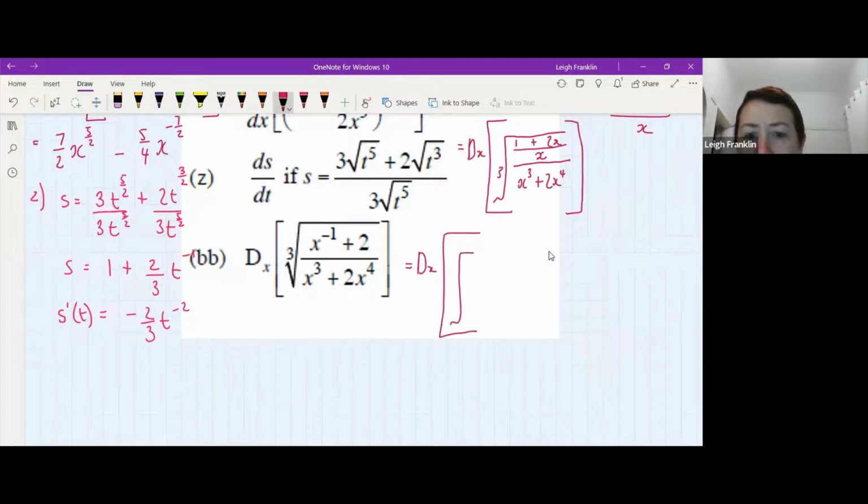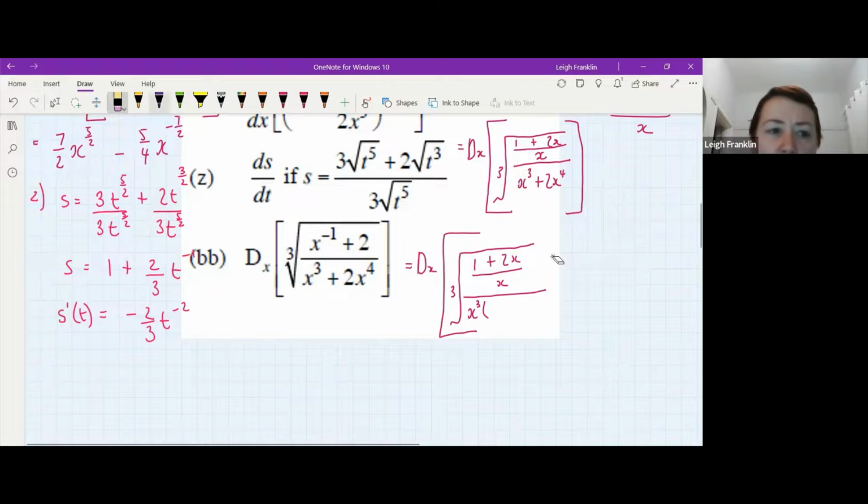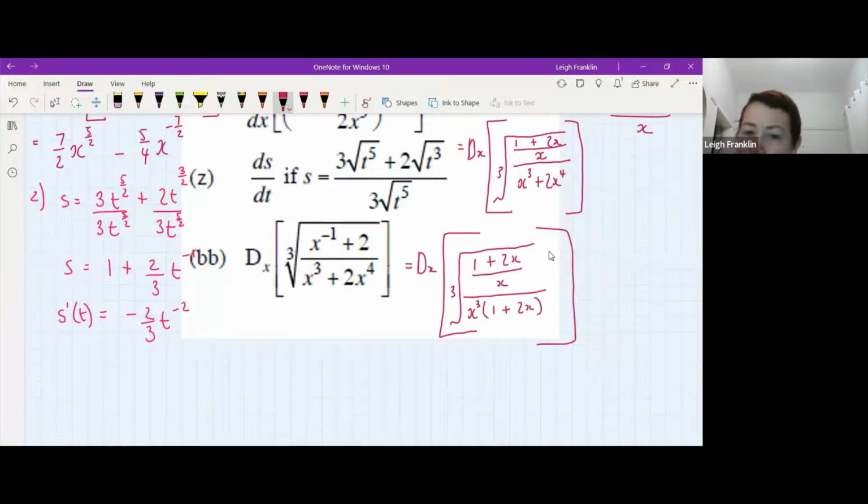Okay, there's my huge, enormous cube root. So I've got 1 plus 2x all over x, all over, and I'm going to take out x cubed, and that's going to leave me with... sorry, I beg your pardon, not x, 1. So now hopefully you can start to see things taking shape here, matrix. It's going to leave me with 1 plus 2x. Does that make sense to everybody?